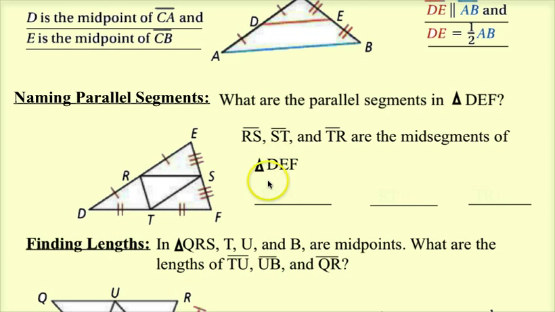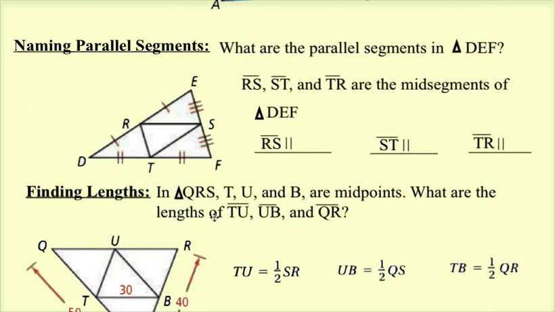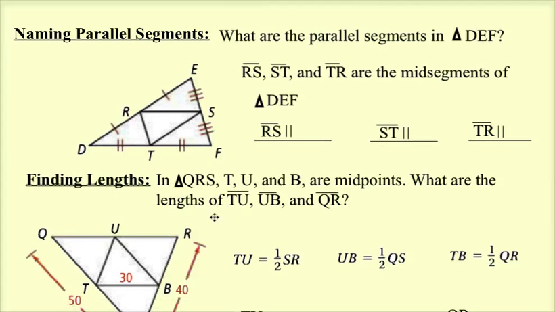So if they are midsegments of triangle DEF, now you guys are going to fill in the rest of this. RS is parallel to what line? Remember, it's parallel to the third side. And then I have ST, so ST right here is going to be parallel to that third side, ED. And then I have TR is parallel to the last side, EF. Okay? And then we're going to find some lengths.